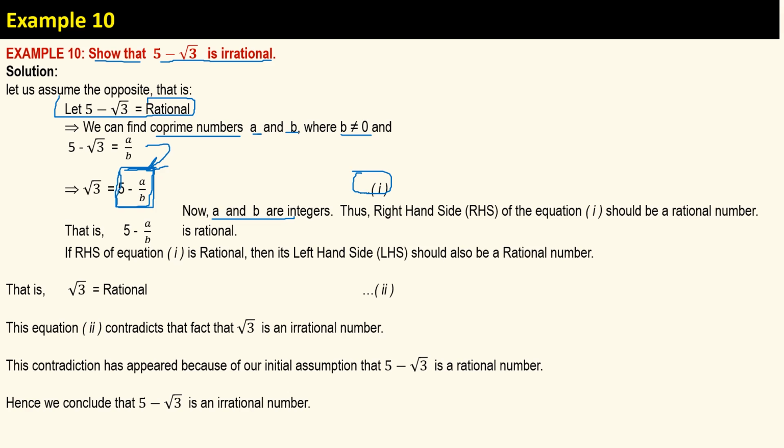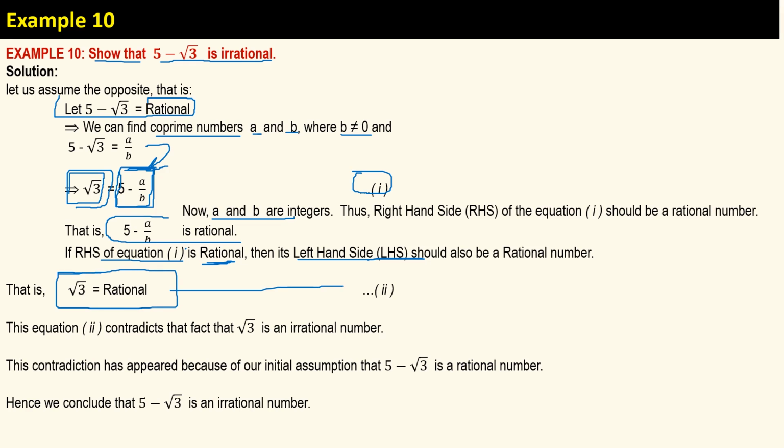So if the right hand side of equation 1 is a rational number, then its left hand side, that is square root of 3, should also be a rational number, because if it is not, then the equality will not hold, because a rational number on one side cannot be equal to an irrational number on the other side. Therefore, if the right hand side is a rational number, then the left hand side, that is square root of 3, will have to be a rational number as well.